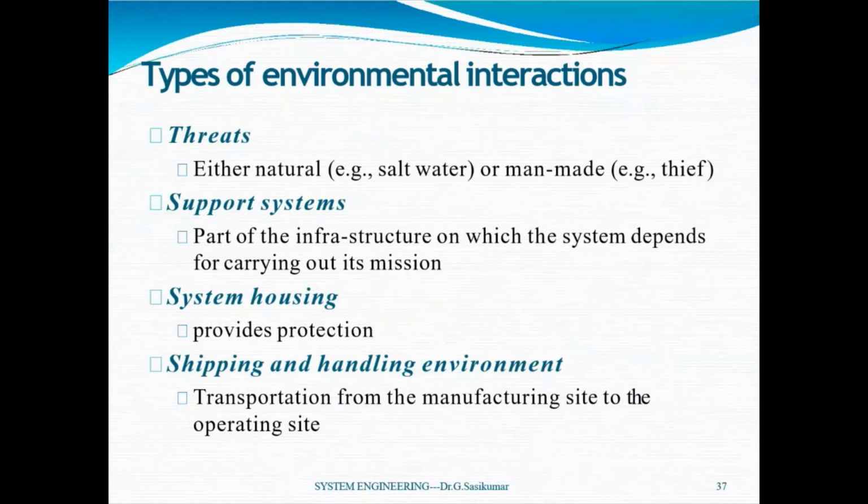Next, another four points of view of environmental interaction: threat. So threat is very important, maybe man-made or natural. Man-made for a car is theft, and natural is maybe in the form of fire or rain or some other intruders. Supporting system depends on carrying out its mission. Okay, it's a part of infrastructure. System housing provides the protection. So once your car is purchased, you have to keep it in a particular place, a safe place.